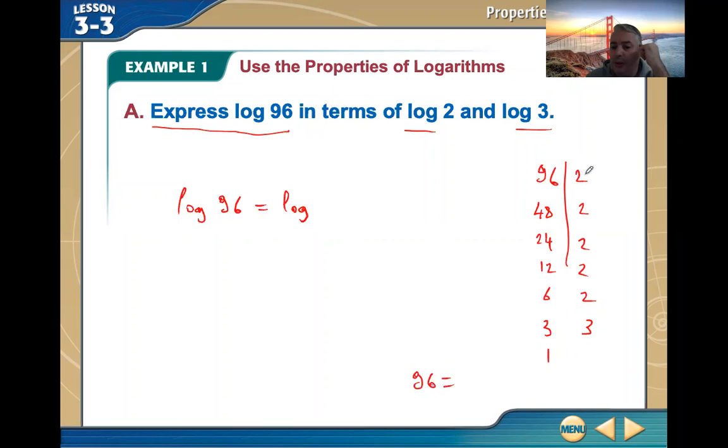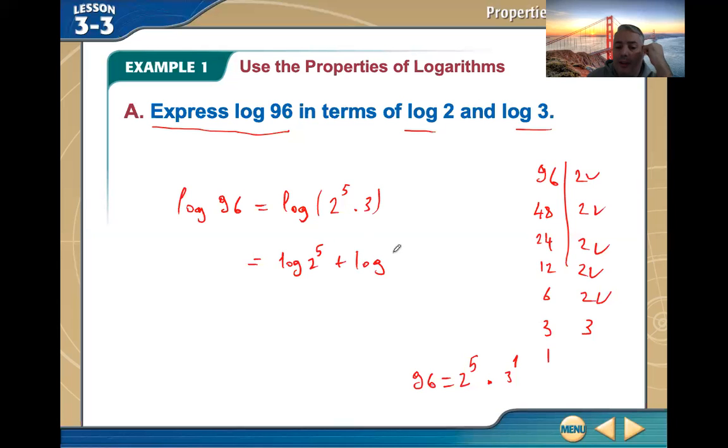So what can I say? 96 is equal to 1, 2, 3, 4, 5: 2 to the power of 5 times 3 to the power of 1. So I am writing logarithm of 96 is equal to logarithm of 2 to the 5 times 3. So this is equal to, since I have multiplication, I can write that one as a sum. And then 5 is a power, it may come in front. And that's it.